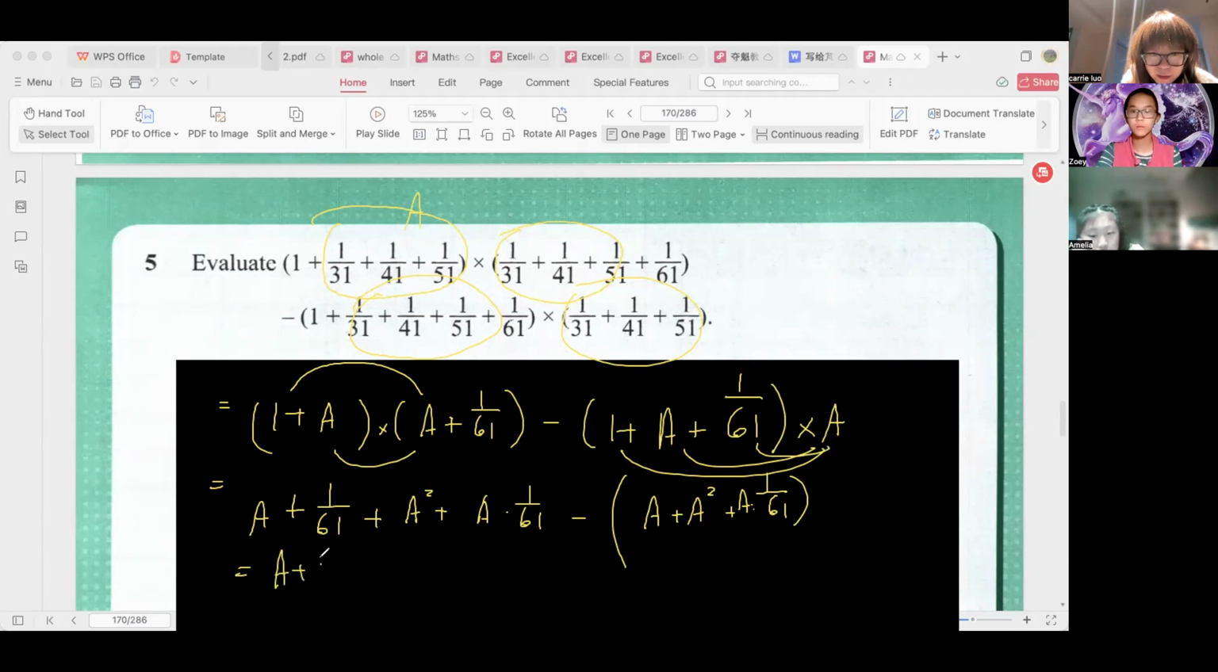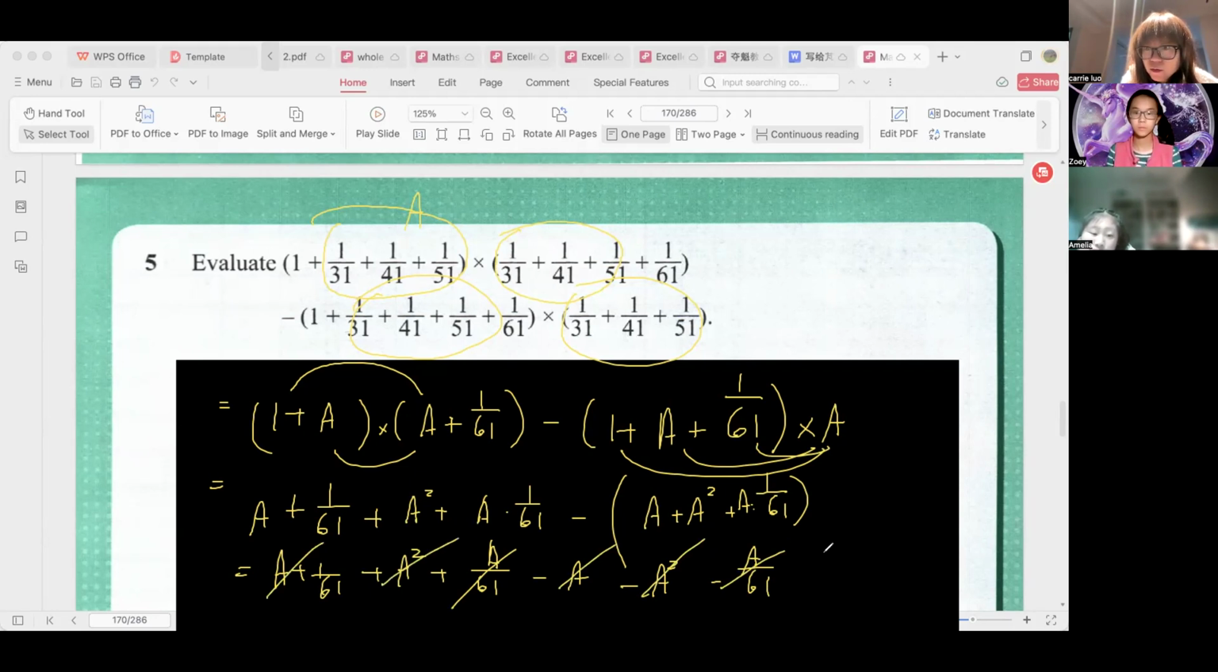So now I have A plus 1 over 61 plus A squared plus A over 61 minus A squared minus A over 61. Did you see that? All of them are gone, which only left 1 over 61. Get it, Zoe? Get it, Amelia?